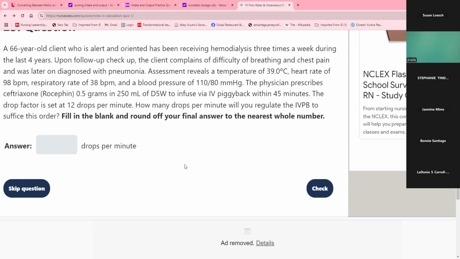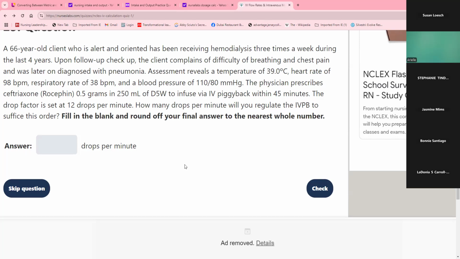Well, let's see. If I ran 250 over an hour, what would I set the pump for? 250, right? If I want to run 250 over an hour, I have to set the pump for 250 mLs per hour, right? Now I want to run that 250 in 45 minutes. That's going to be faster than an hour, right? So my rate is going to have to be higher than 250 because I'm putting it in faster.